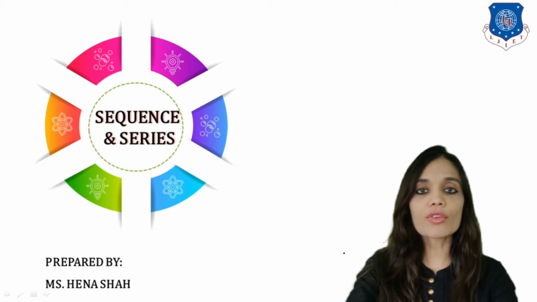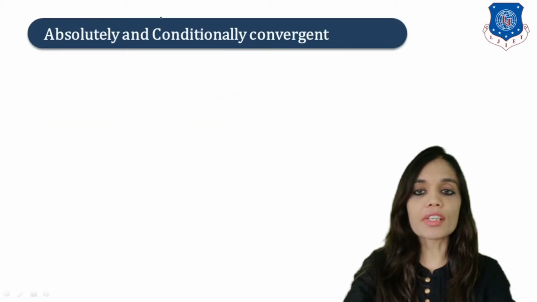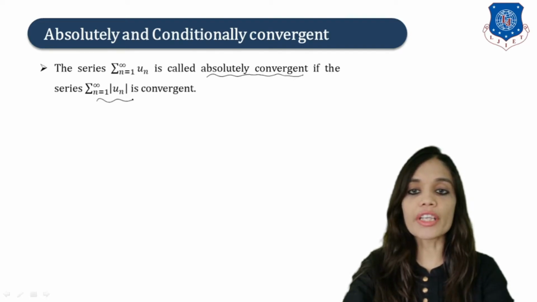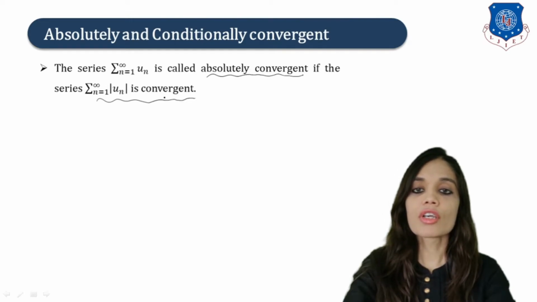So today we are going to discuss a few more topics of sequence and series. Let us begin with the first topic, that is absolutely and conditionally convergent. A series Σ un is called absolutely convergent if the series Σ |un| is convergent, that is, the series of positive terms should be convergent. Okay.